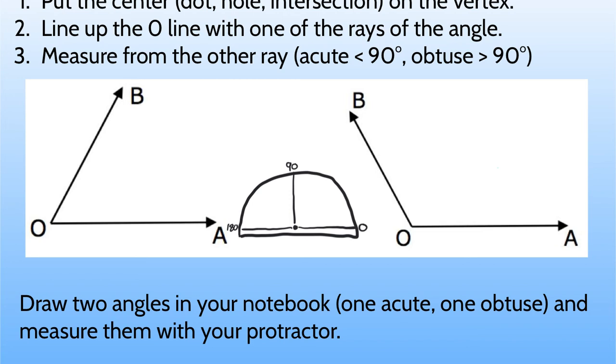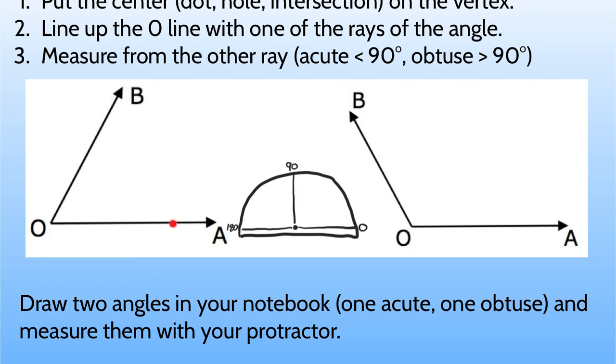The way you measure an angle, for example, if we're going to measure angle BOA, is you first put the center of the protractor right here. Some models have a dot, some models have a hole, some models just have this little T intersection right there. You're going to put that directly on the vertex. Then you're going to line up the 0 line exactly on top of this ray right here.